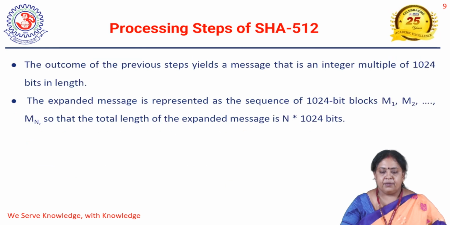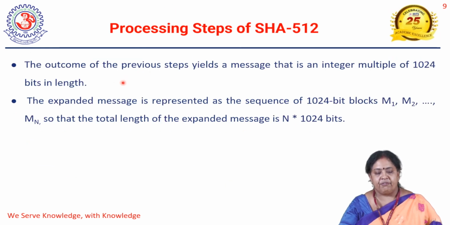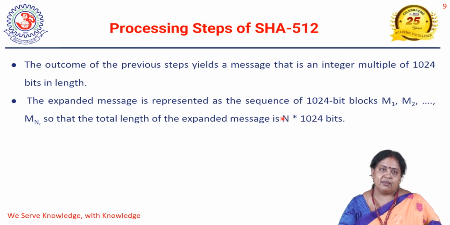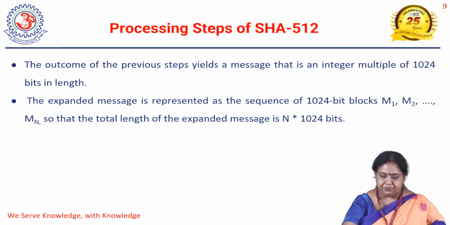After adding the length field and after padding, the expanded message is a sequence of 1024 bit blocks. The message is divided into blocks of size 1024 bits, referred to as M1, M2 up to Mn, so that the total length of the expanded message is n times 1024 bits. That is the main criteria. For that purpose only we add the length field and also the padding.